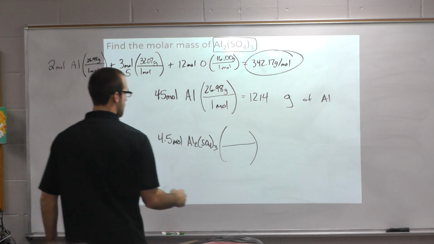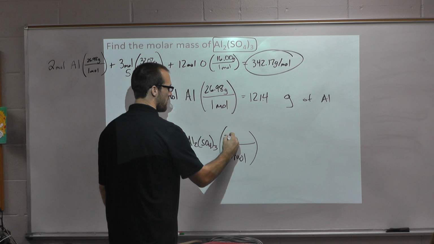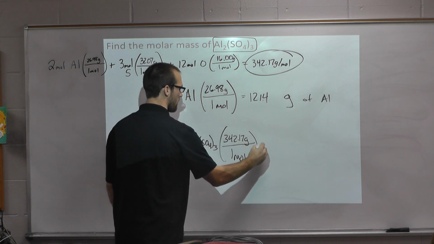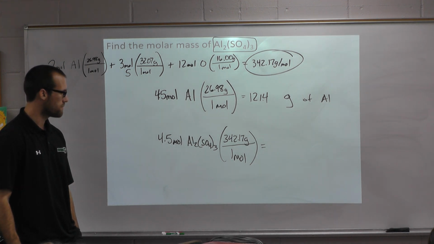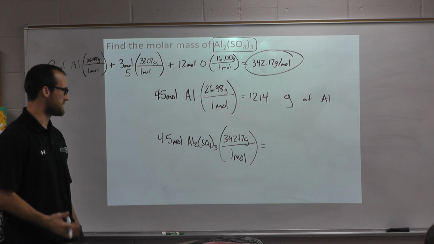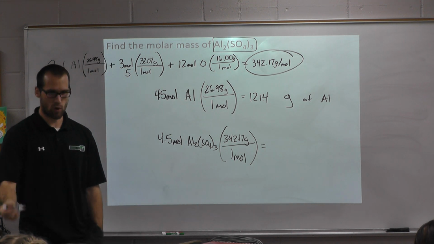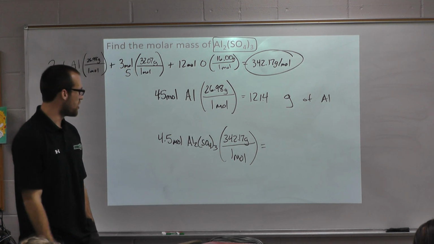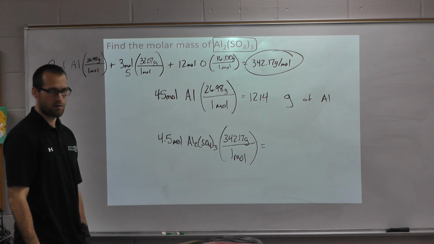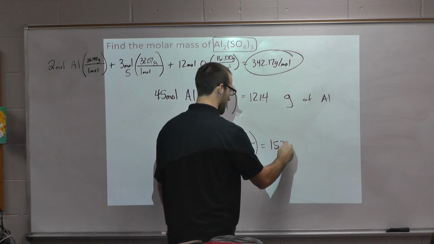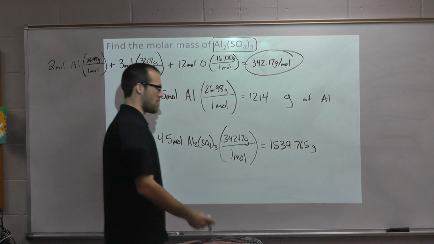So now I can take this number and put it in. For every 1 mole, I know that 1 mole of this has a mass of, and you could solve. Now I'm just going to do that quickly. And it should make sense, right? If it's a much bigger compound than a lone atom, it's going to weigh more. Even though I have the same amount of particles, this is just a bigger particle. 1539.765. We would have to worry about sig figs, but I'm trying to show you here.